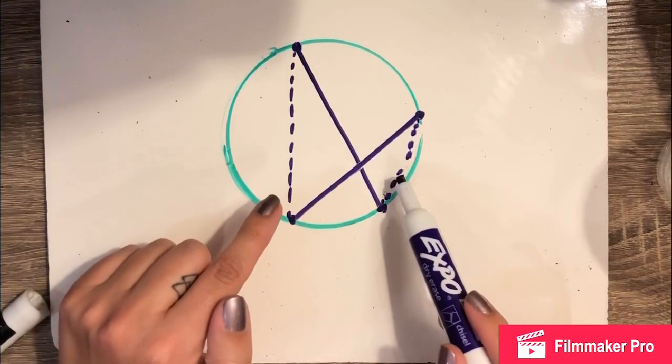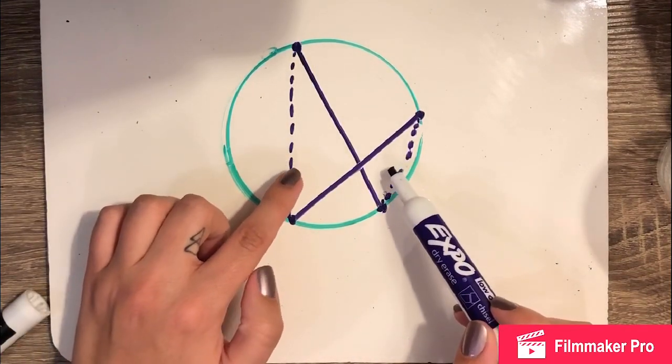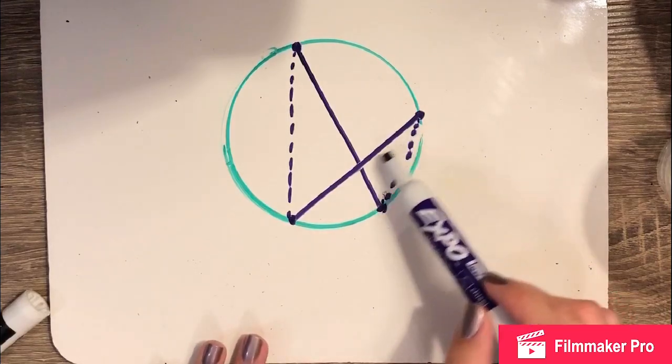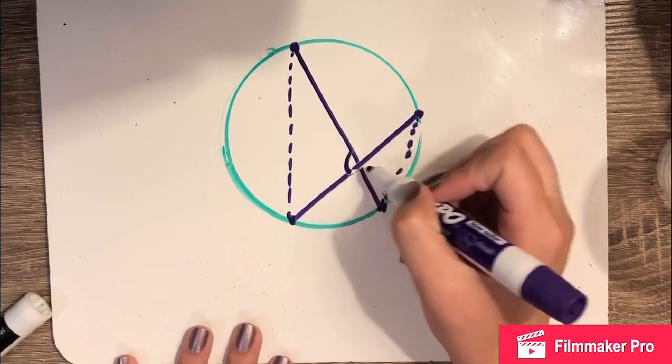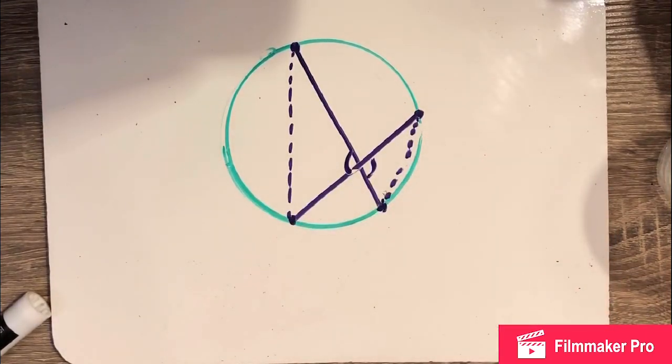So anyway, now hopefully you see that I have two triangles here. I have this little triangle on the right and this larger triangle on the left. Again, I have vertical angles, so I know that that pair of angles is congruent.